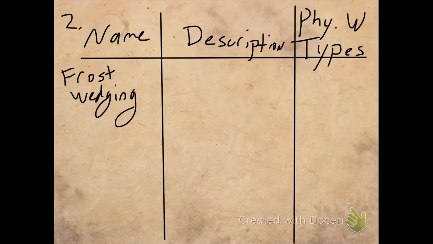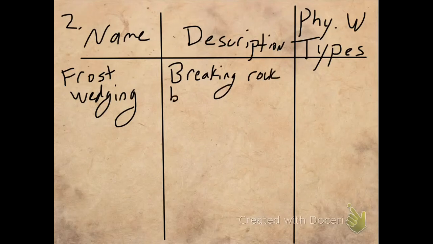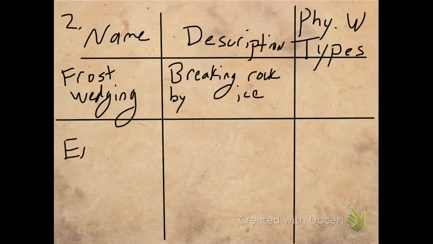How would you describe frost wedging? Well, what I've written here is that frost wedging basically is the description of breaking a rock apart by the work of ice. Water gets into cracks, it freezes, it expands up to 9%, so it breaks down the rock.